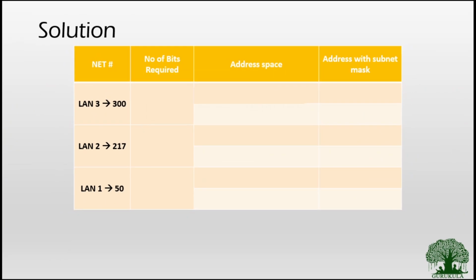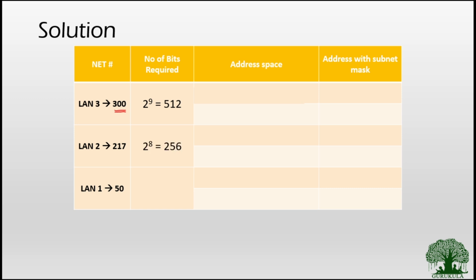So what we will do is first arrange it in descending order, the largest number first. The largest number is 300, later it is 217, and then it is 50. So I will arrange it in this fashion, and next I will have to identify how many bits are required to give 300 host IP addresses. For 300, the immediate next value we get is 2 power 9. Exactly 300 is not possible, so we go for 2 power 9, which gives us 512. So we can create only 512 IP addresses in one block.